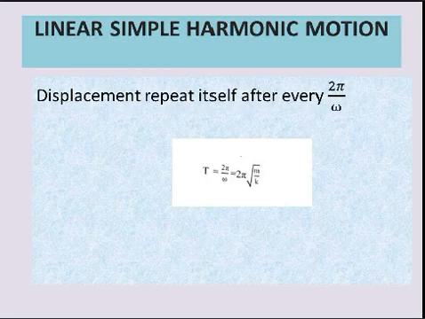They can change this question in a number of ways, but remember the time period after which the displacement repeats itself is given by 2 pi by omega. And this omega can also be written as under root of k by m. So when we write the equation in terms of periodic time, it is given by T is equal to 2 pi by omega is equal to 2 pi under root m upon k.